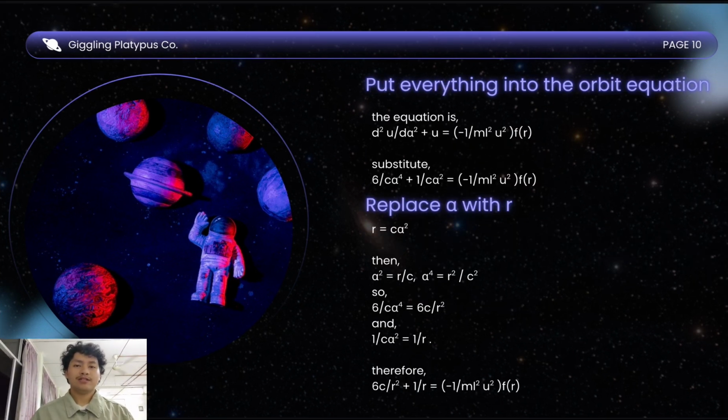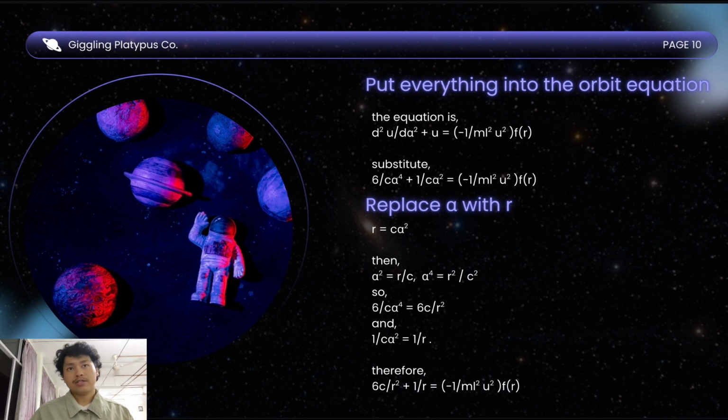So after we got the first and the second derivative, we're going to put everything into the orbit equation. The equation is d square u over d alpha square plus u equals negative 1 over ml square u square f of r. We're going to substitute it all together. It will become 6 over c alpha to the power of 4 plus 1 over c alpha to the power of 2 equals negative 1 over ml square u square f of r.